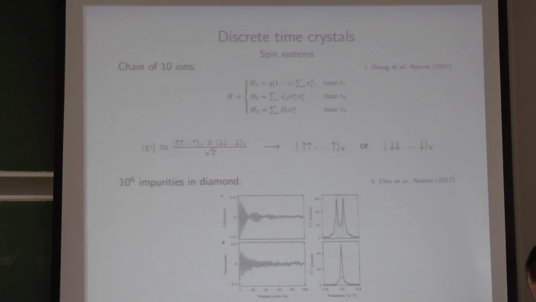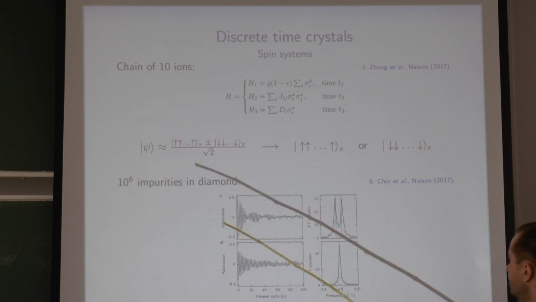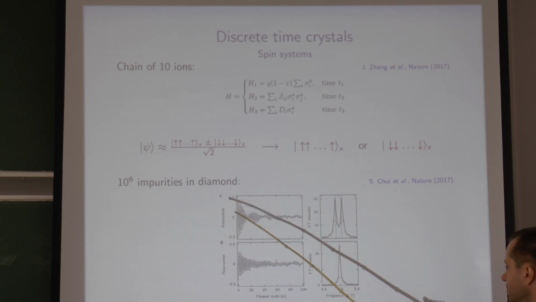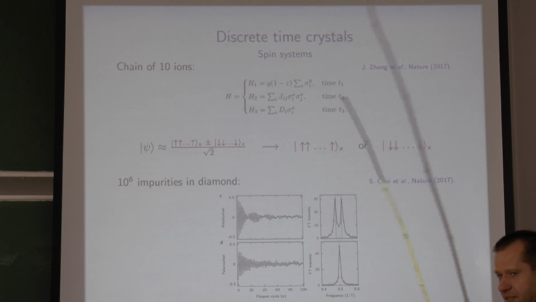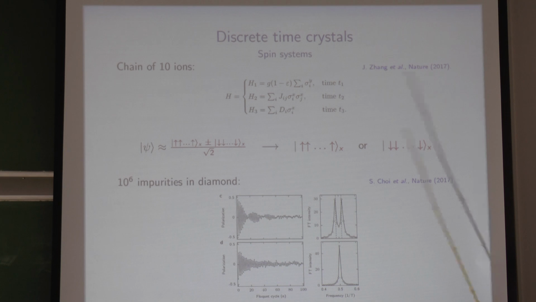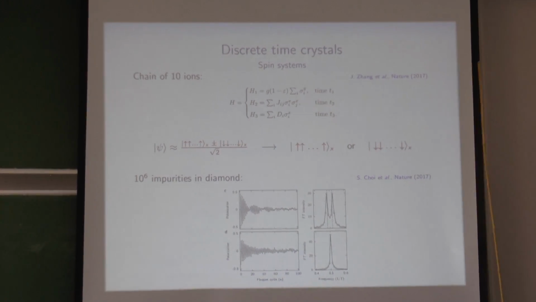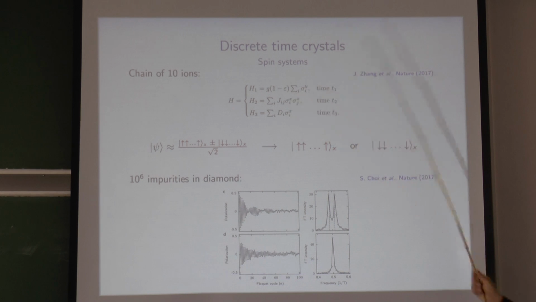In the group of Chris Monroe from the University of Maryland, they dealt with a chain of ions. In the Mikhail Lukin group at Harvard University, they had nitrogen impurities in diamond. In both experiments, effectively a spin system was realized, and this spin system was periodically driven, and the driving consisted of a few stages. In the first stage there was a spin flipping. In the second stage they turn on the interaction between spins, and in the third stage they turn on the external disorder. And this procedure was repeated periodically.